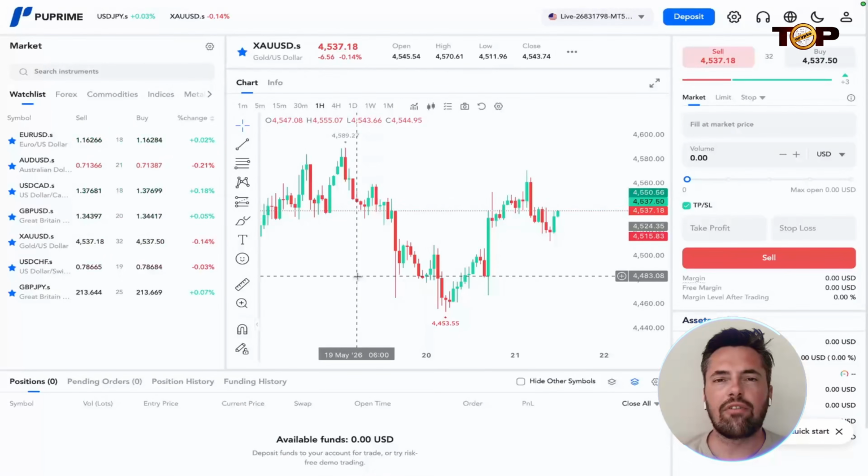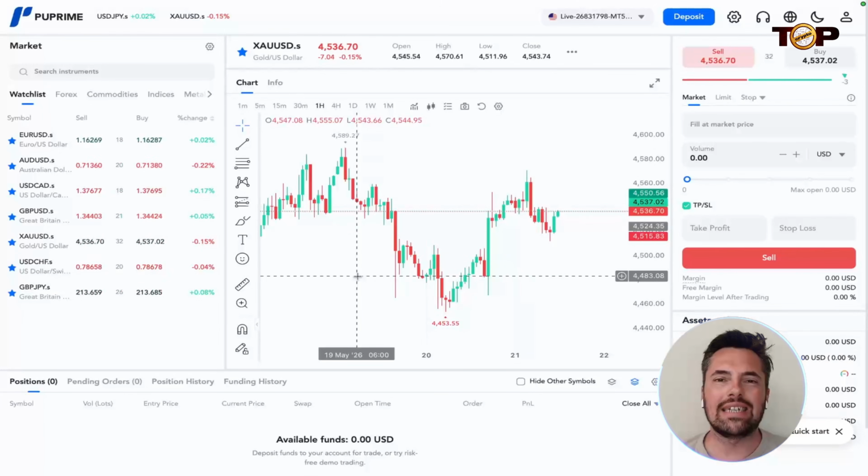So quick thing before we dive into the charts. I'm using the PU Prime web trader. It runs straight in the browser. There's no downloads, it's just clean charts, fast execution, right? Everything we're going to look at today is on there. So let's get into it.